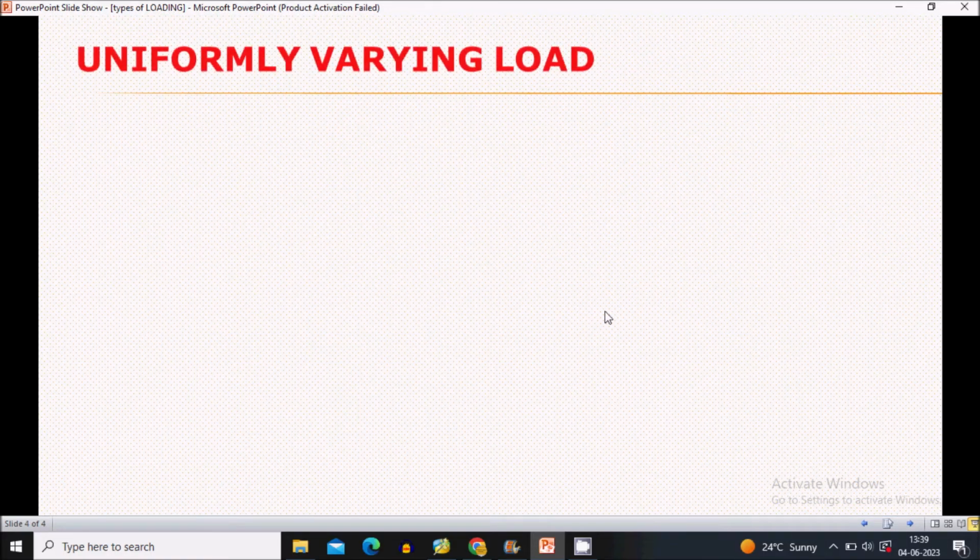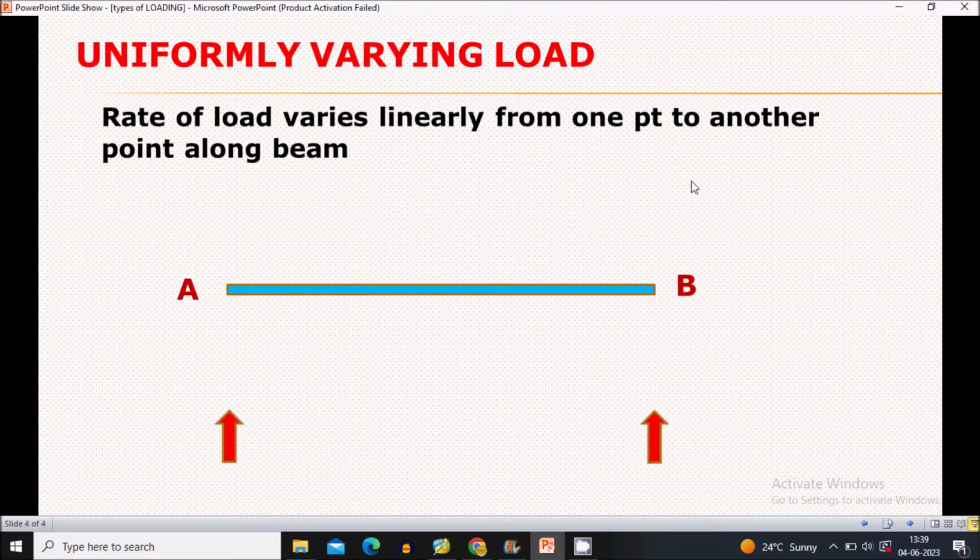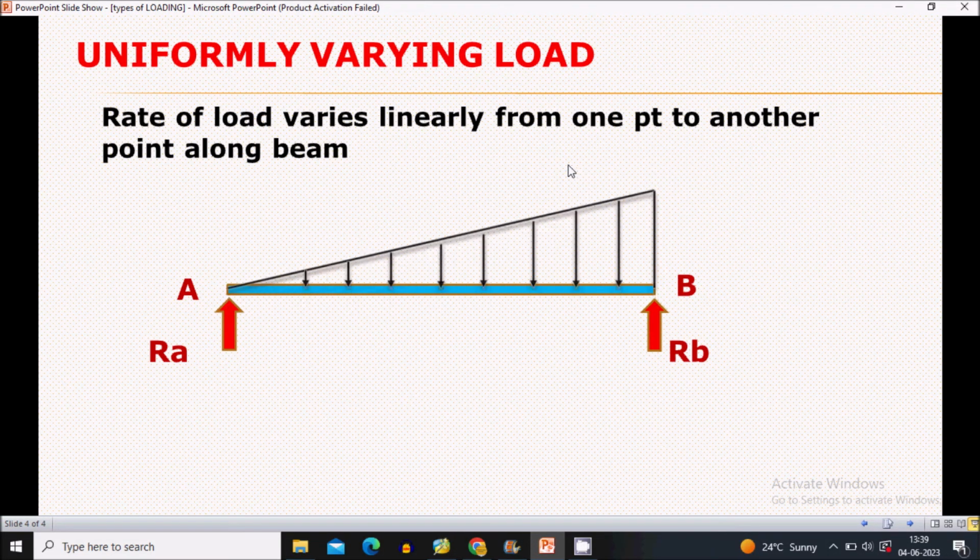Now next type of load is the uniformly varying load. In this case, the rate of load varies linearly from one point to another point along the beam. Here you can see at point A the load is 0, and at point B the load is more. So this load will uniformly vary from point A to point B. This is called a uniformly varying load. It is also called a triangular load.